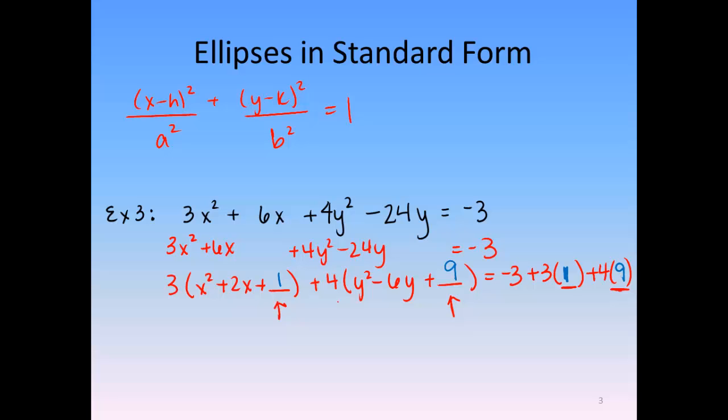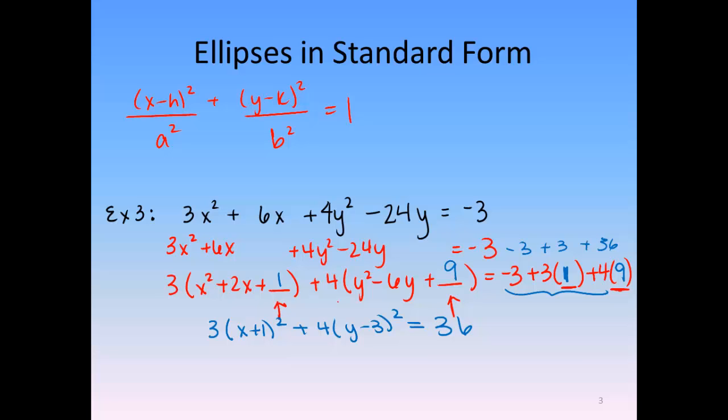On the left-hand side, I'm going to have 3 times the quantity of x plus 1 squared and 4 times the quantity of y minus 3 quantity squared equals, and then over here I'm going to go ahead and simplify this to be negative 3 plus 36, and it equals 36.